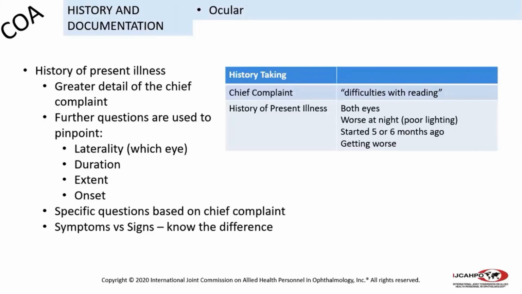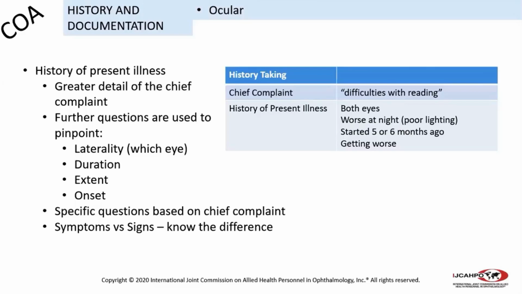The history of present illness gives a greater detail of the chief complaint. Further questions are used during the history of present illness to pinpoint which eye, the duration, extent, and onset of the patient's complaint. And you can use specific questions based on the complaint. And be sure to know the difference between signs versus symptoms.